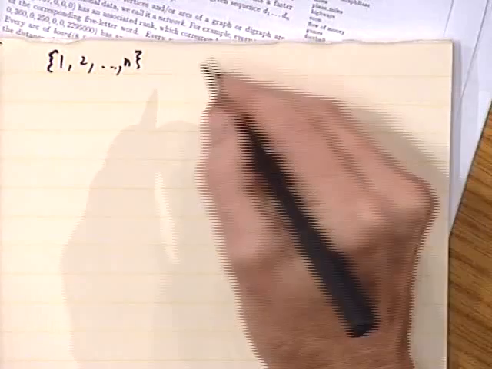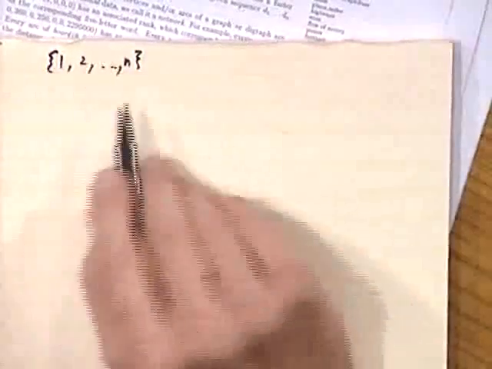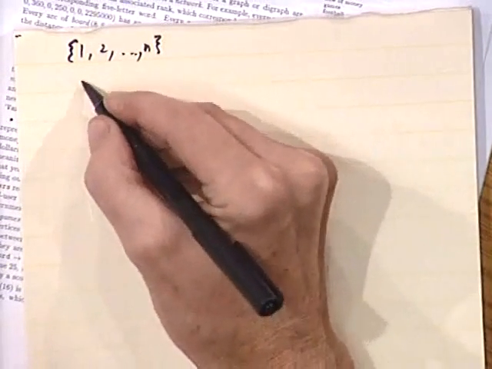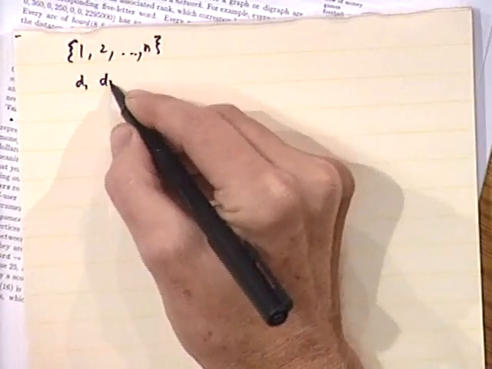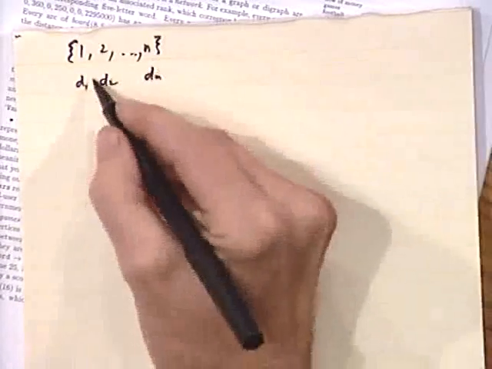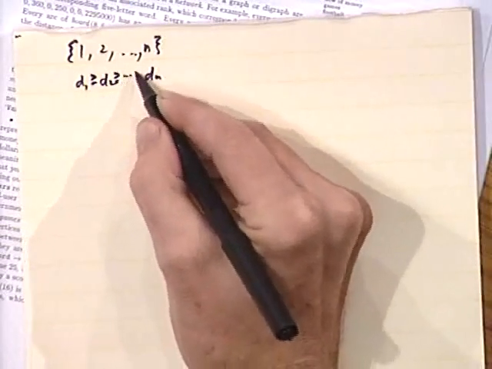For example, suppose I have a graph where the vertices are just 1, 2, up to n. People almost always in a book will call them V1, V2 up to Vn, but they're just writing a whole bunch of V's. They don't need to. So these are the vertices. Now they have degrees, D1, D2 up to Dn, and we can choose the numbering in such a way that the degrees keep getting smaller.